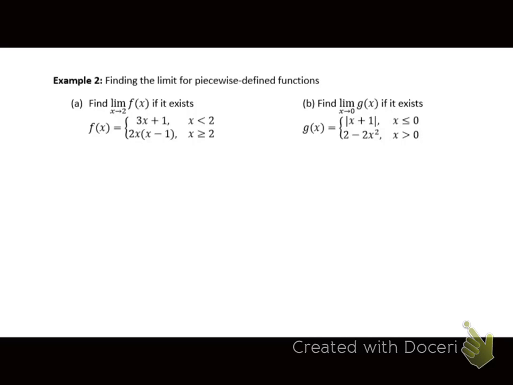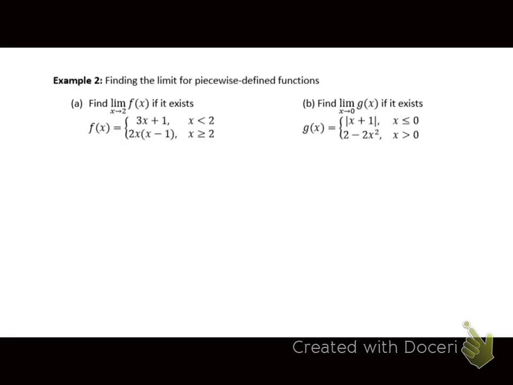if it exists. All right, well, if you look at the piecewise function, the domain is split where x is 2. So it doesn't matter which ones are equal to. All that matters is that the top one, the 3x plus 1, is to the left of 2, and the 2x times x minus 1 is to the right of 2. So we're going to plug it into both sides, because remember, a limit only exists if the left-hand limit is equal to the right-hand limit, and we're going to use that nice notation.